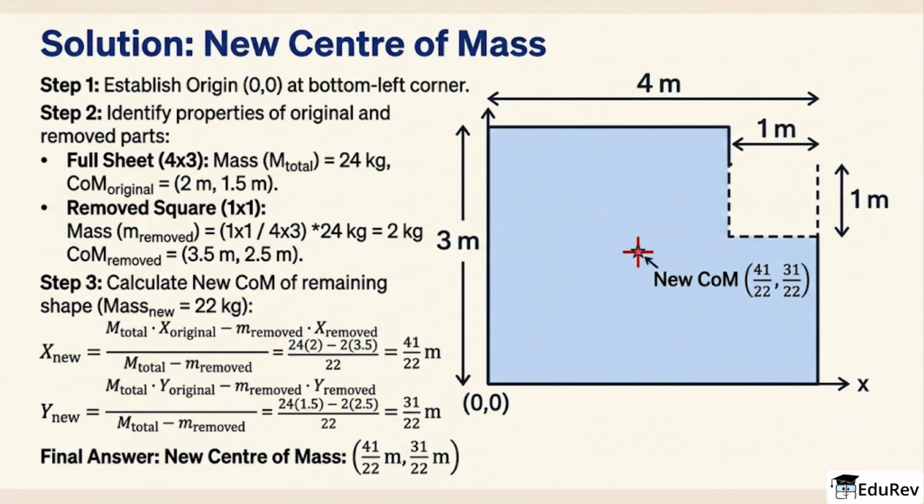We use the exact same process for the new y-coordinate. We take 24 times 1.5 minus 2 times 2.5, all divided by 22. This simplifies to 31 over 22. And there we have our final answer. The new center of mass is located at the coordinates 41 over 22 meters and 31 over 22 meters.